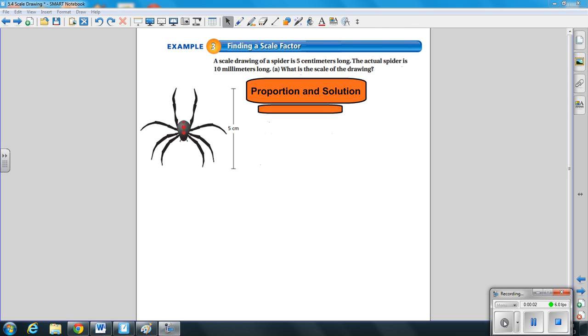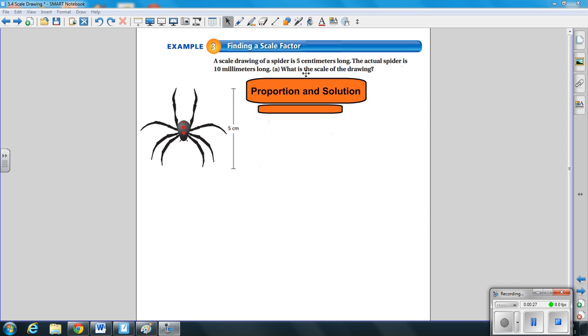Okay, welcome to part 2 of lesson 5.4. We're going to continue on scale drawings and scale factors and scales. So if you notice here we have a picture of a spider and it's 5 centimeters long and its actual length is 10 millimeters long. What is the scale drawing?